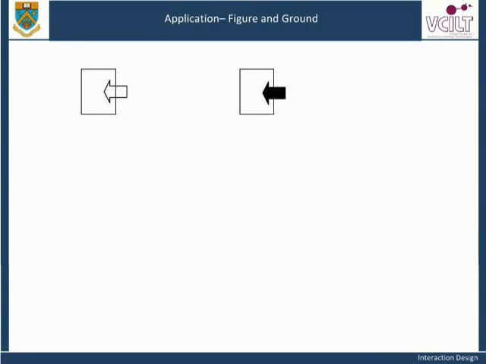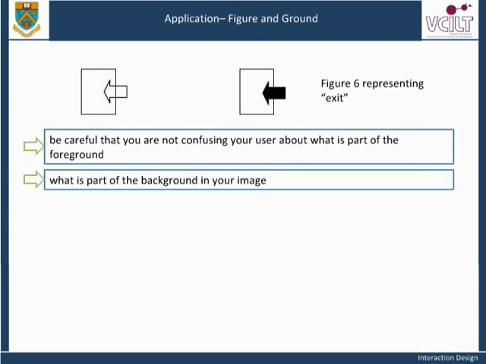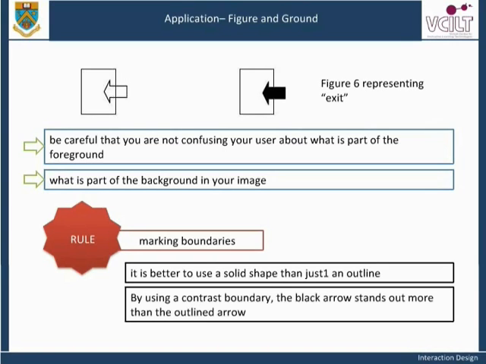Let's consider the following symbols, Figure 6, which could be used to represent exit. When drawing images like this on a page or a computer screen, you need to be careful that you are not confusing your user about what is part of the foreground and what is part of the background in your image. The idea of figure and ground has implications when designing symbols such as icons. One rule we can infer is that in marking boundaries, it is better to use a solid shape than just an outline. By using a contrast boundary, the black arrow stands out more than the outlined arrow.